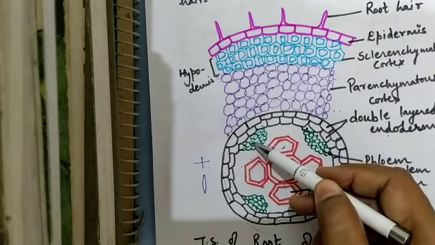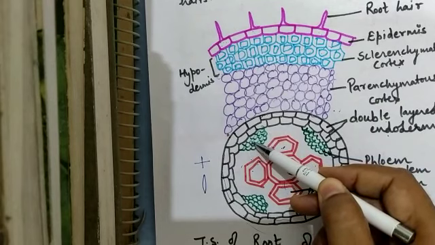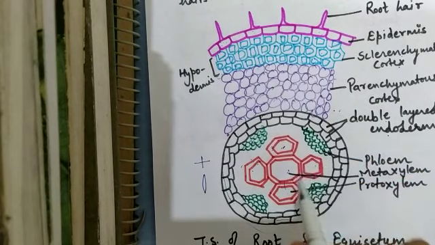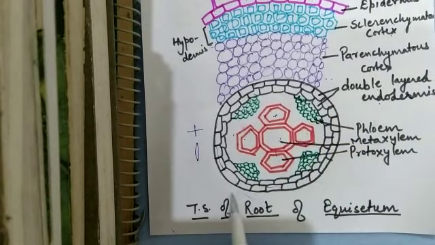In the phloem, sieve tubes and phloem parenchyma are present. The other two elements are absent in both. So this is all about the anatomy of root of Equisetum. Thank you, students.